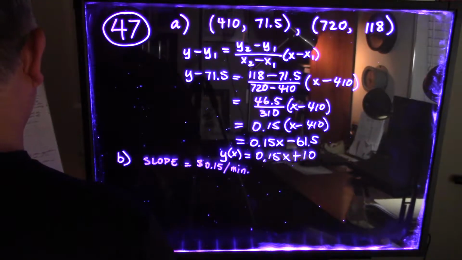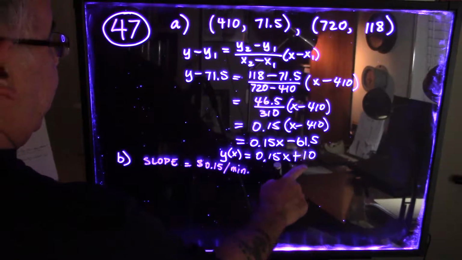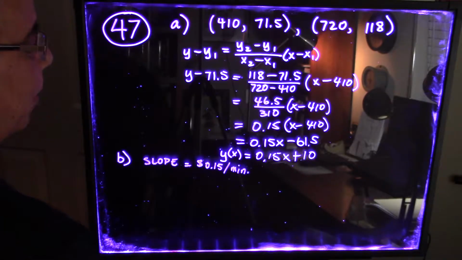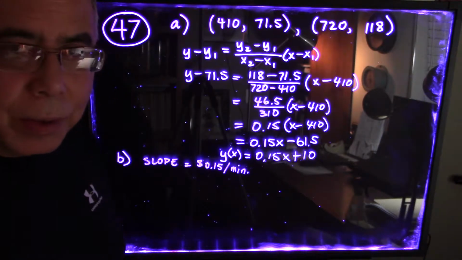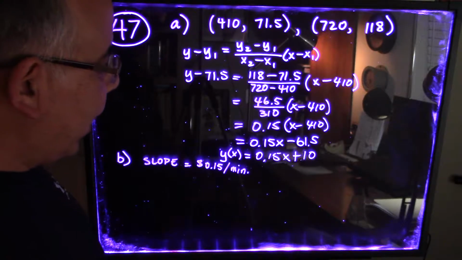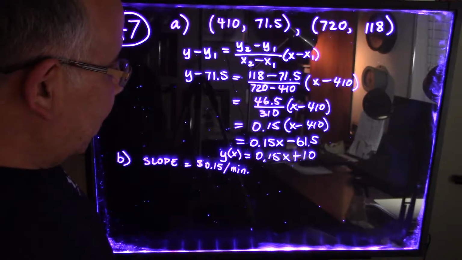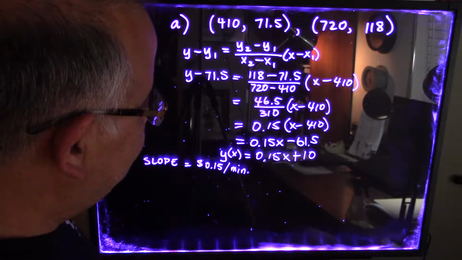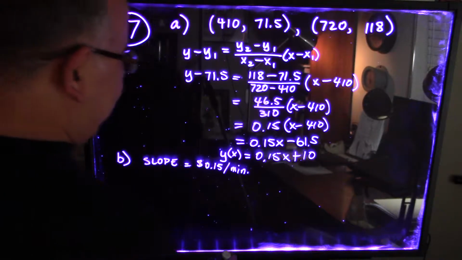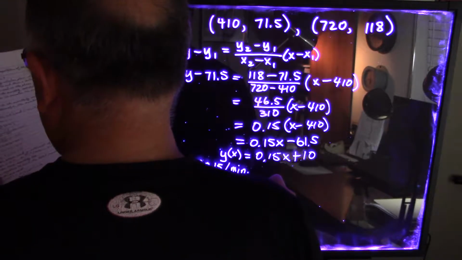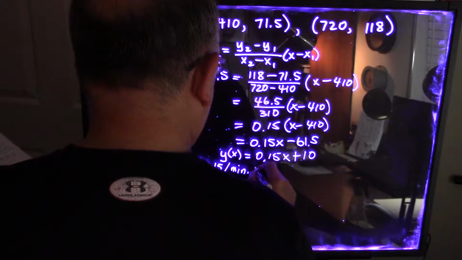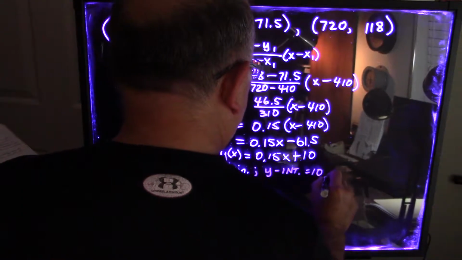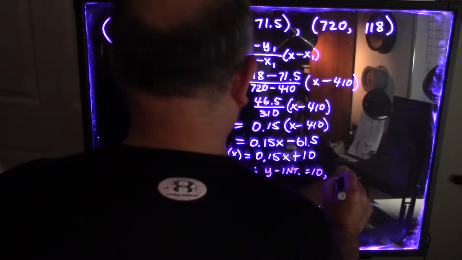And the y-intercept is 10, which must be the flat monthly fee, because the y-intercept occurs where x equals 0, where the line crosses the y-axis. In other words, when you use 0 minutes, you're still paying $10, which means that's your flat rate. So the y-intercept is 10. That's the flat monthly fee.